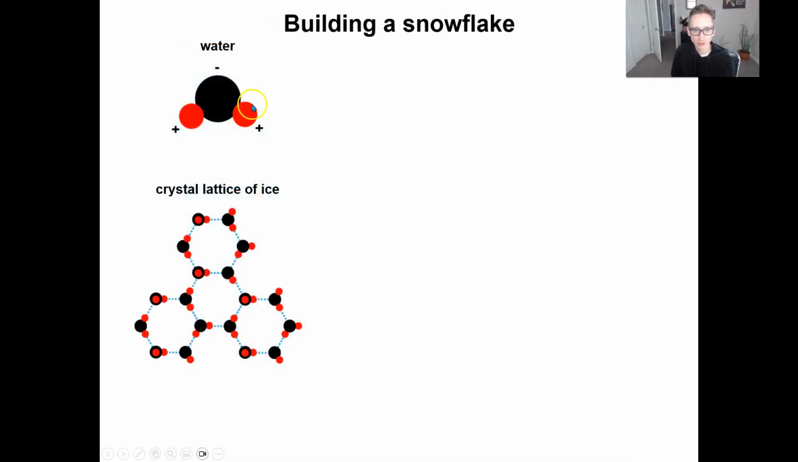Like if you were to take this hydrogen and maybe it was to actually be over there instead of right there, you would have a completely different structure for frozen water. Water is a very, very special molecule.